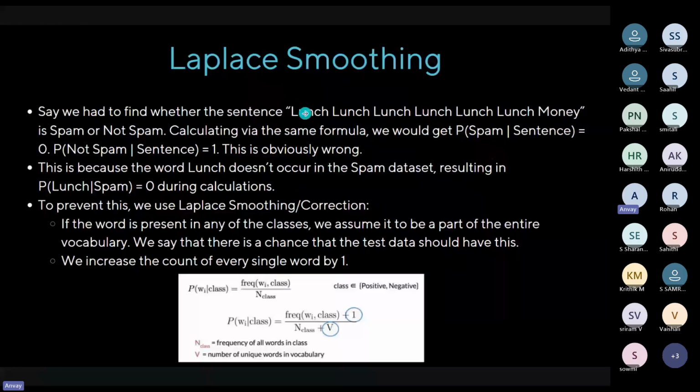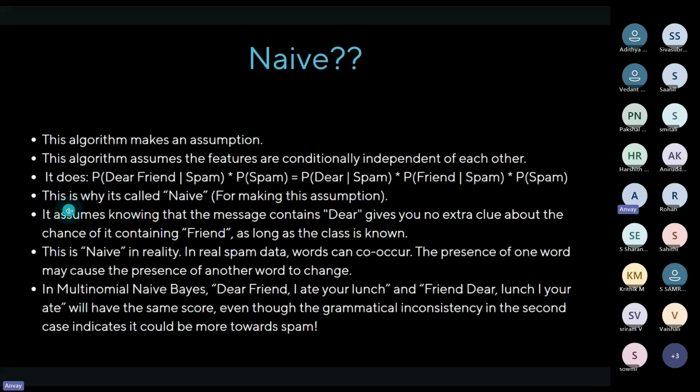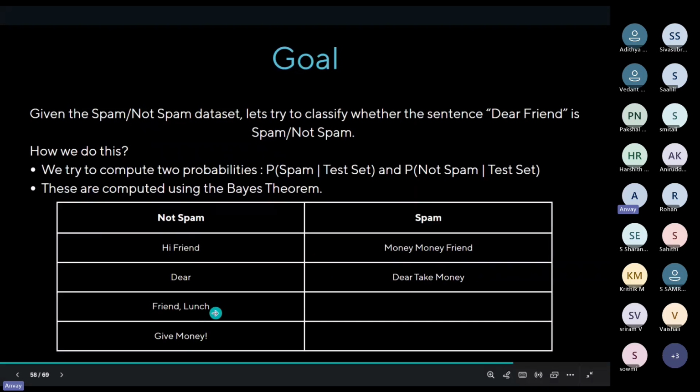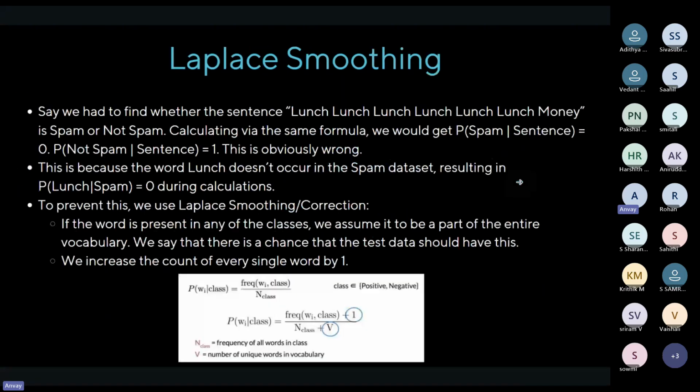So how do we solve this issue? If something exists in one class and doesn't in the other, it could hugely misclassify your sentences. So we use something called Laplace smoothing for that, where if any word exists in either of the classes, we assume it exists in the overall vocabulary. So "lunch" here existed in the data set not spam. So what we do is we assume that the word lunch also exists in spam by adding a count of 1 to the overall data set.